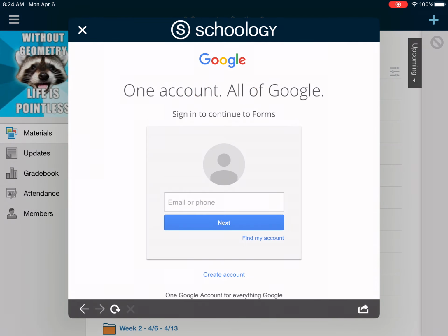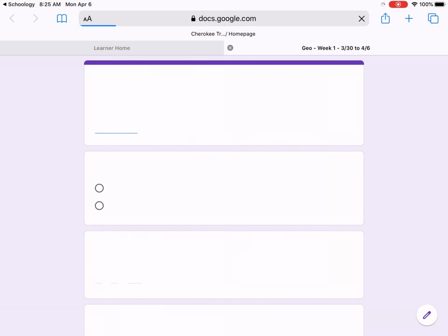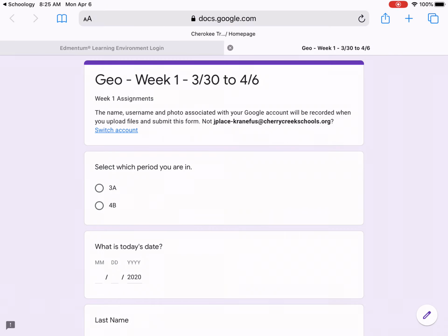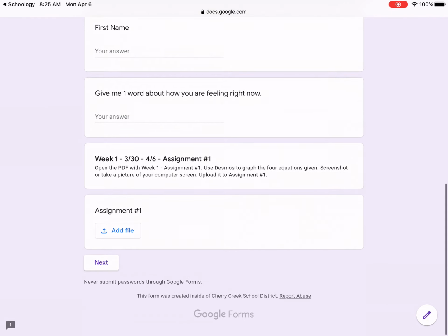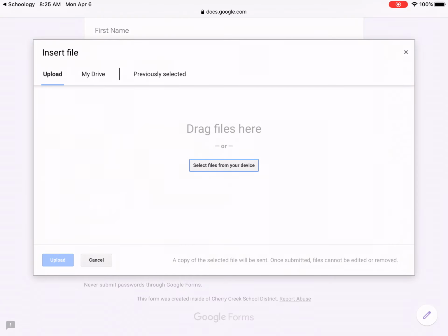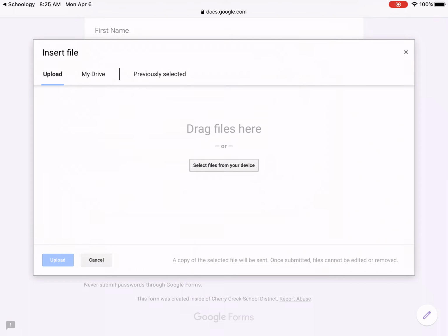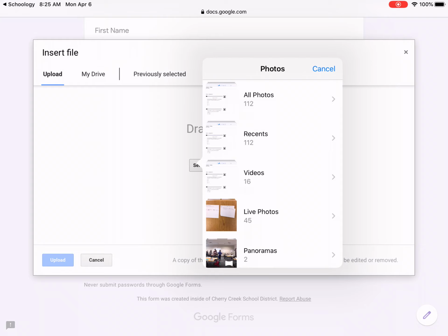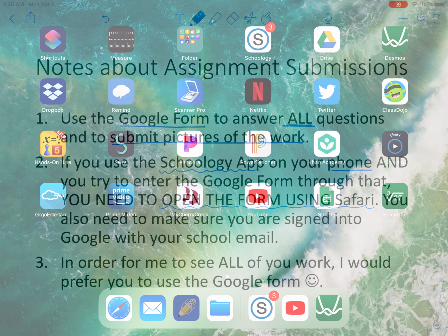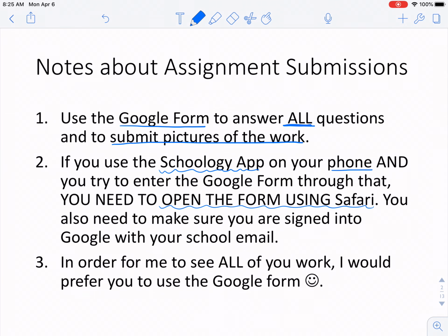If you look in the bottom right-hand corner, well, one, I would need to sign in. But if you look in that bottom right-hand corner with the arrow jumping out, if you press that one, it says open in Safari. Open it in Safari. That's where you're going to access the Google form. And if you access the Google form through that, you can upload those pictures. So like I can click add a file. I can go to select files from my device. I can go to photo library, and we could upload a picture from that. So just as an FYI, use the Google form.